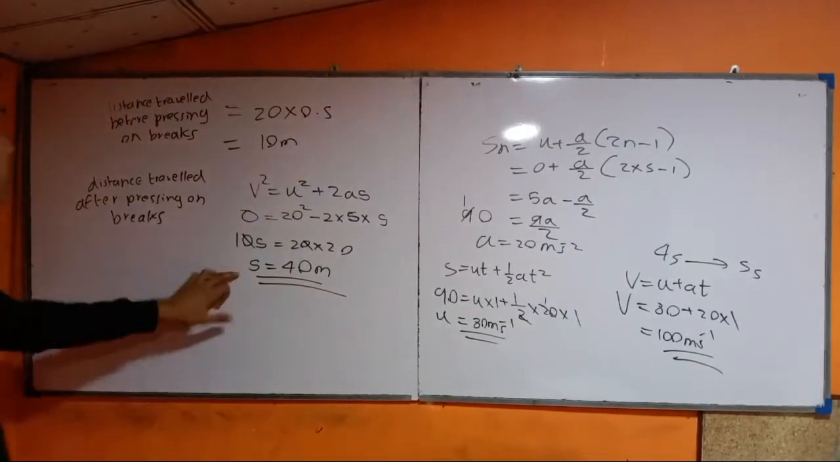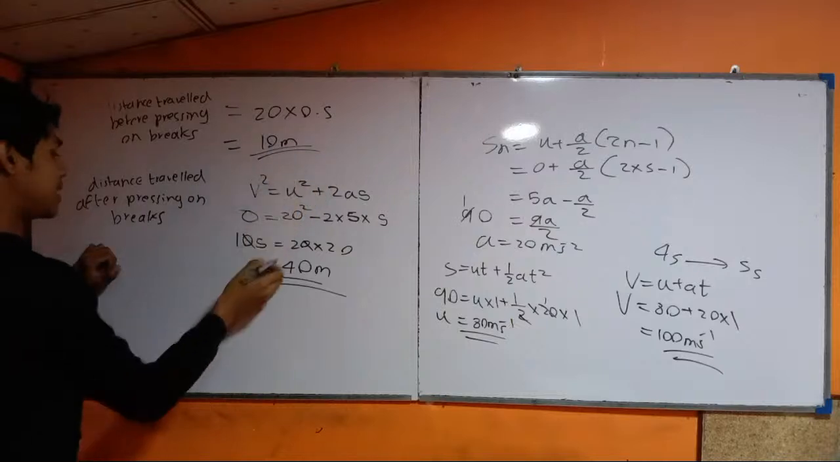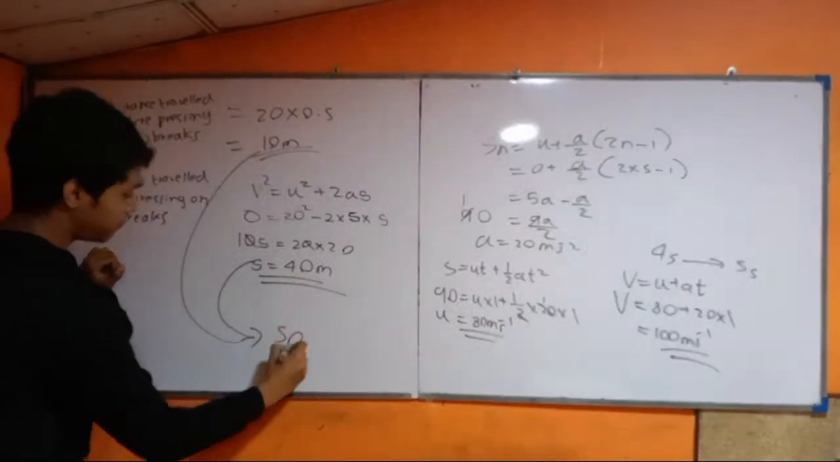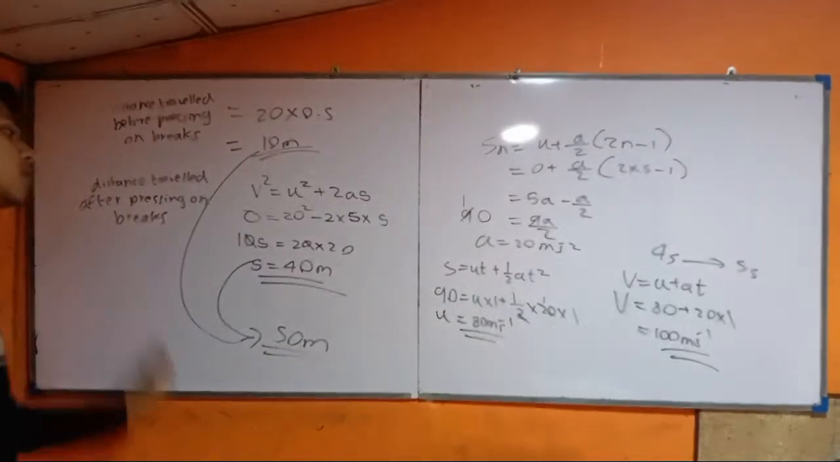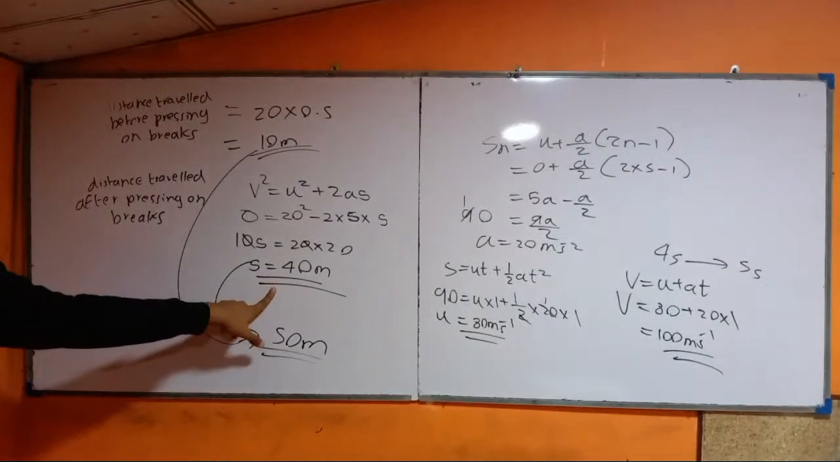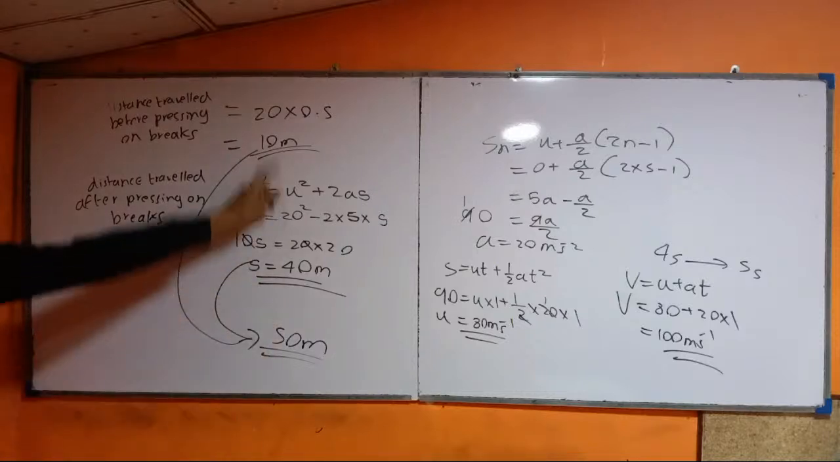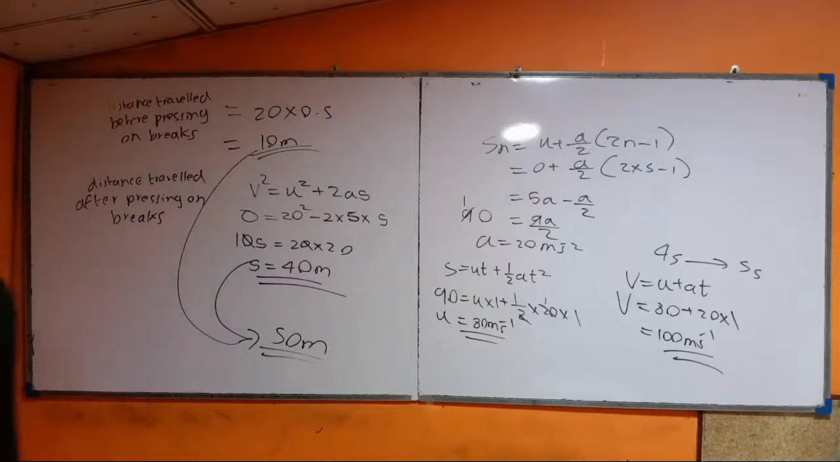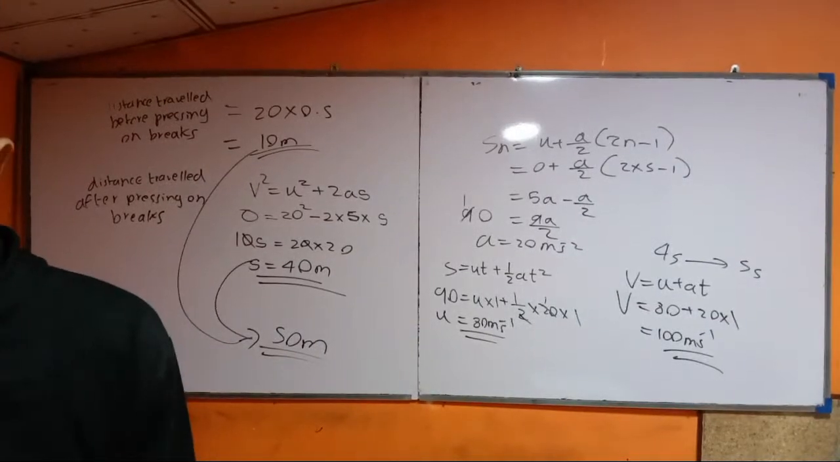So 40 plus 10, you need to take the addition of that. So it's going to be 50 meters. So if you had taken only this one and put the answer as 40, you're wrong. You should take both of them and add them. 50 meters, answer number 3.